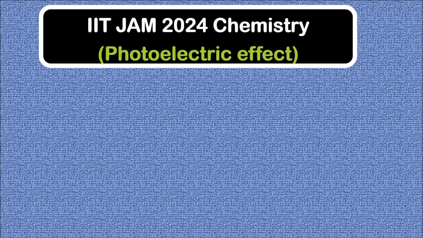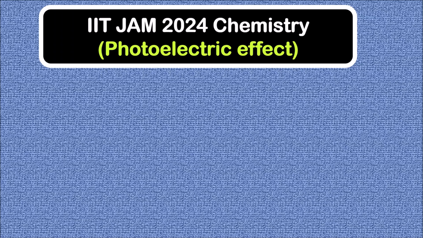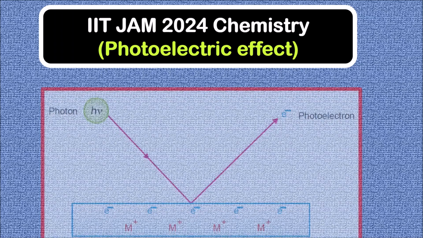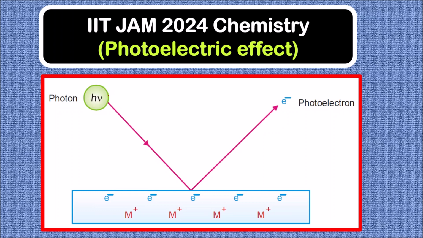So in this video we are going to solve a question from the same JAM 2024 chemistry paper based on the photoelectric effect. So before understanding the question, let us first try to understand what exactly the photoelectric effect is. This is also called Einstein's photoelectric effect, as it was proposed by Albert Einstein.